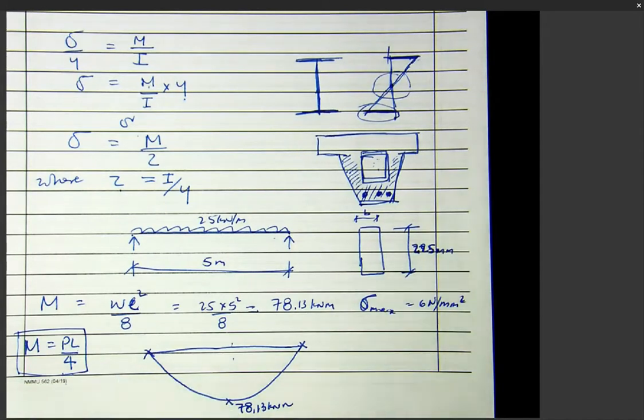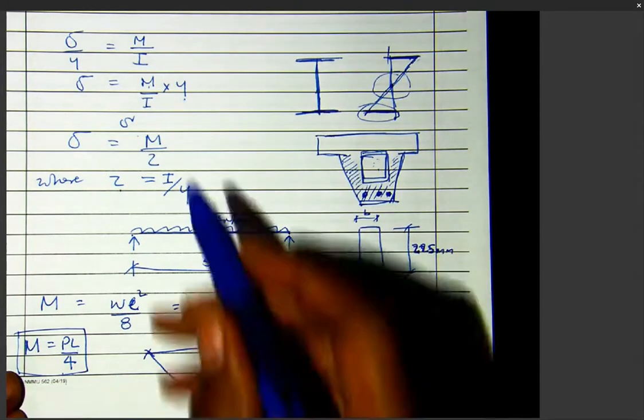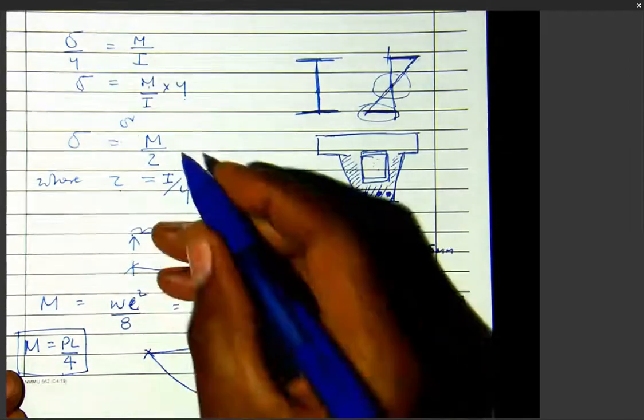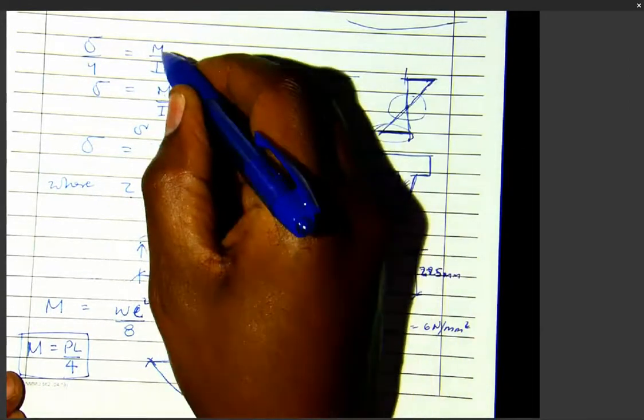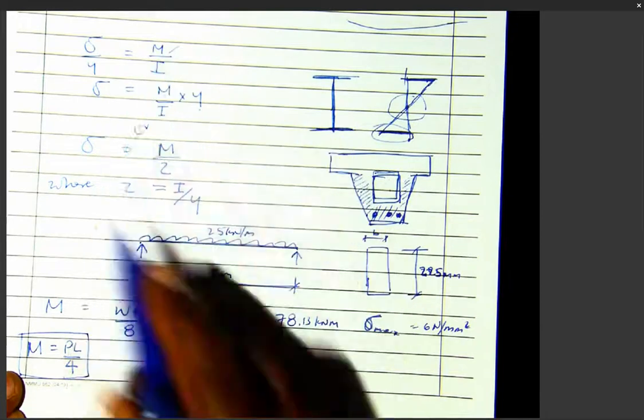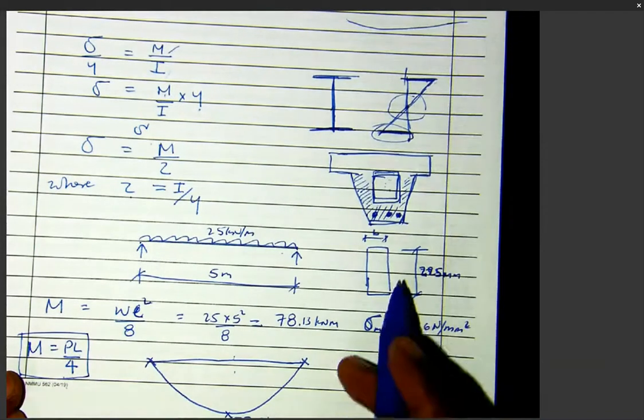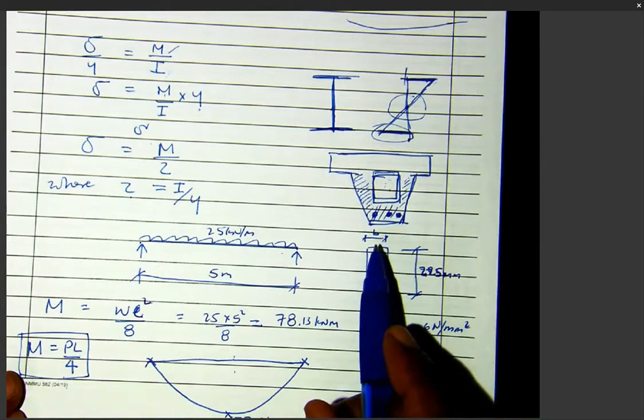So what do you have now? We know this, we know the moment. We know the moment, the I value, but remember our I value is going to be in terms of B.